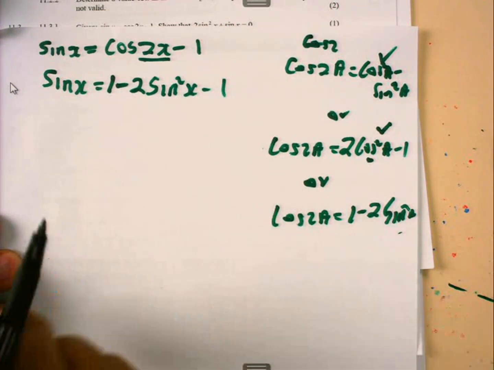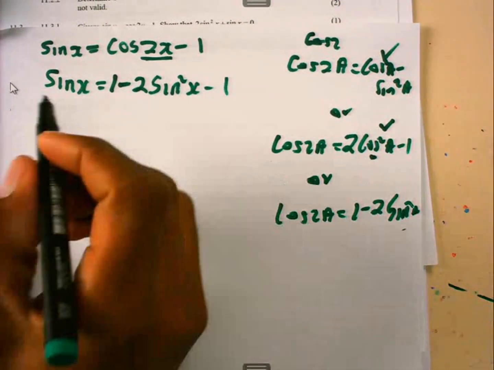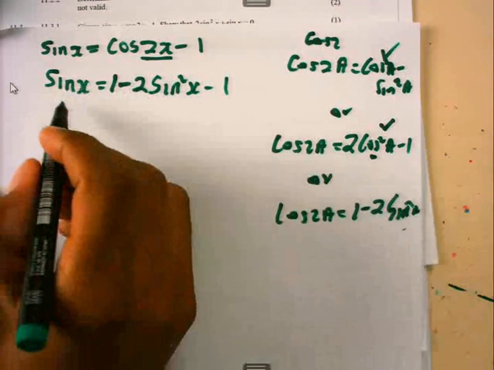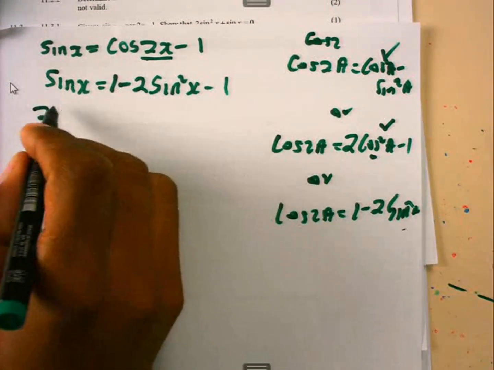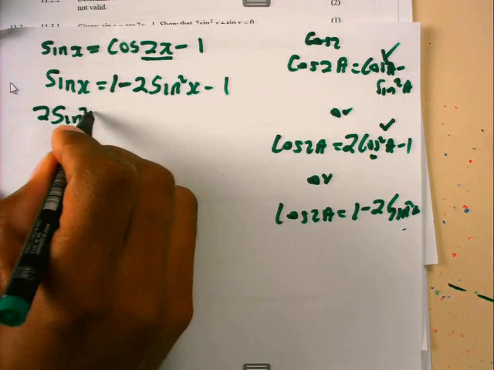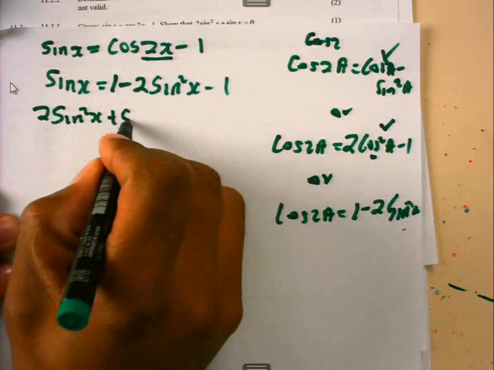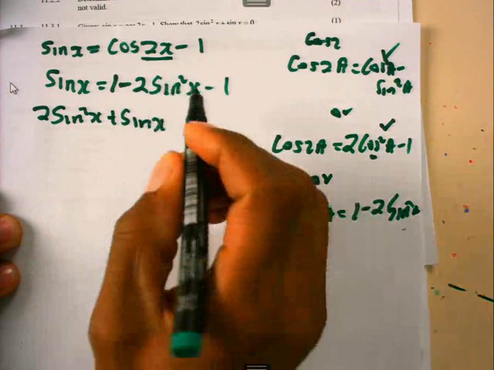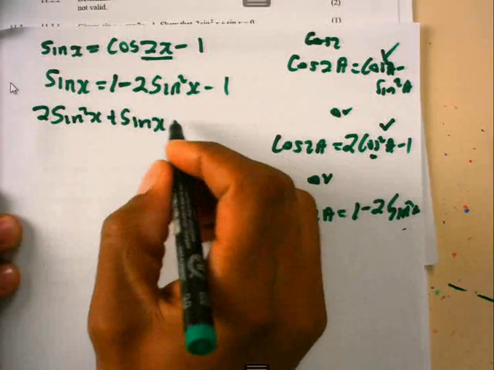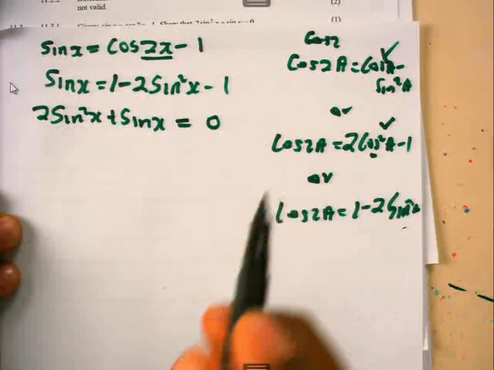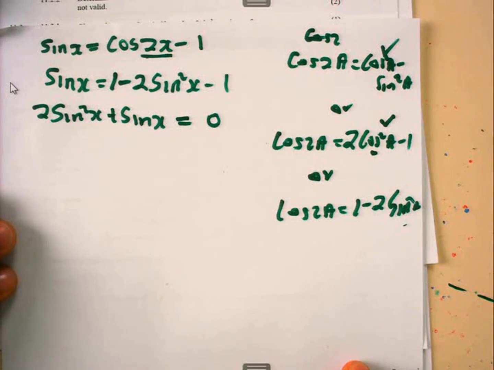Everything now is in terms of the sine. Good. Now from here I can move this one to the other side. Now we say this is going to be positive 2 sine squared x and then plus sine x here. Right, 1 minus 1, it's 0. Therefore, the other side there is 0. 2 sine squared x plus 2 sine x is equal to 0.